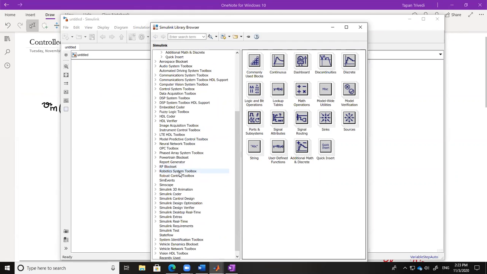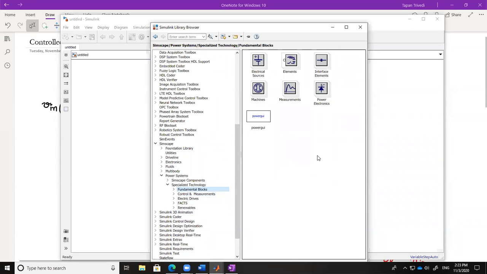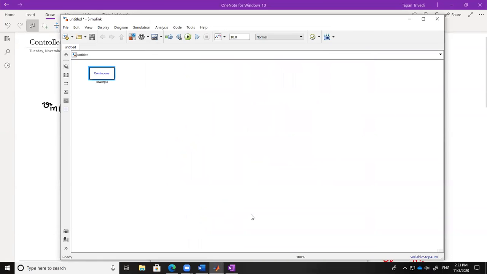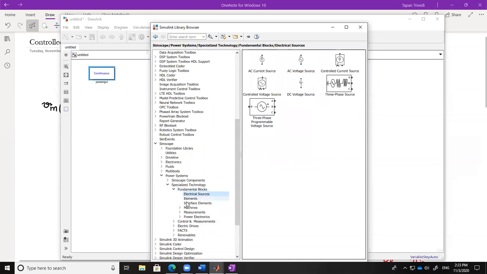I hope you can see the screen. Go to Simscape, SimPowerSystems, and Specialized Technology. I hope this path is clear. Then we start with the fundamental block. First, you need to bring the powergui. Whether first or last depends on you. Then we go to electrical sources.